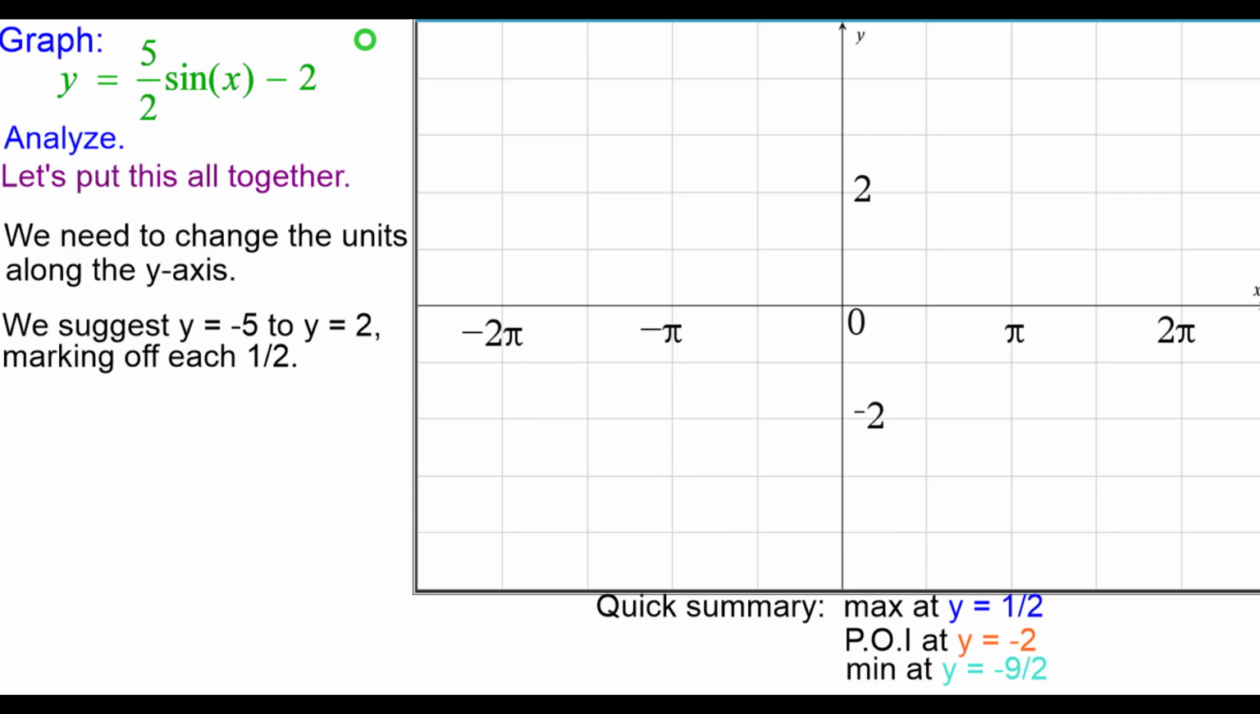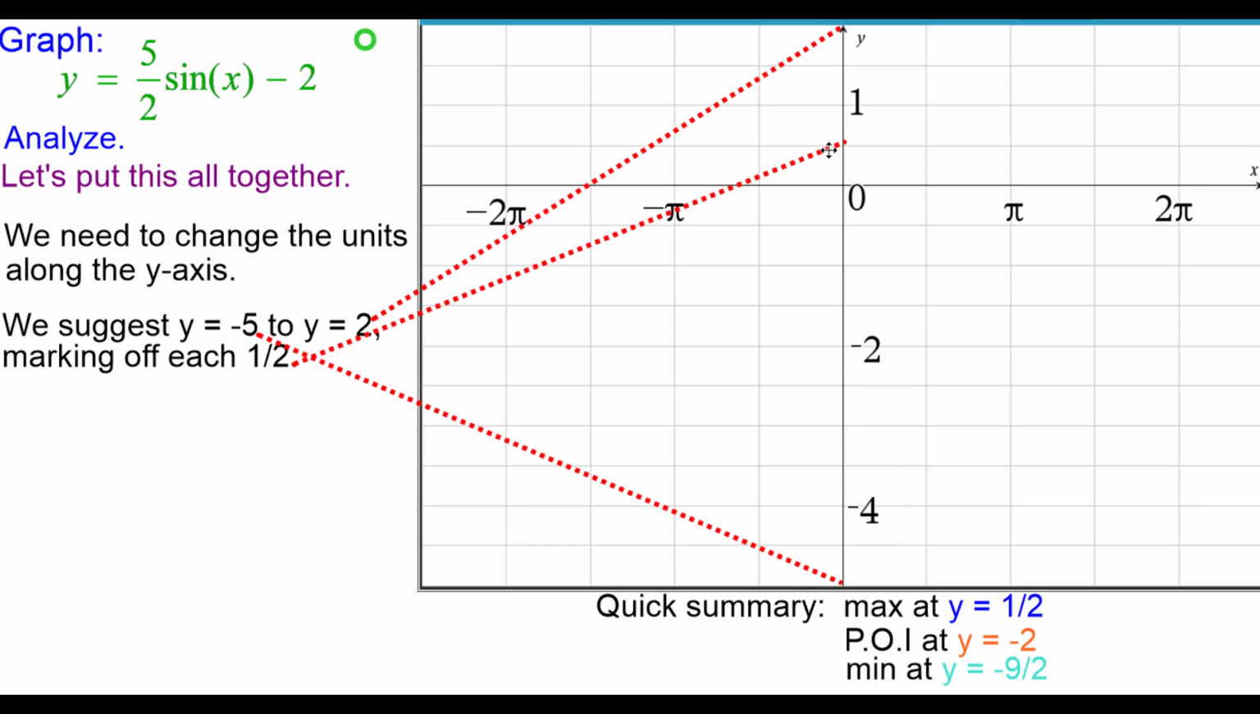So we suggest y starting at -5 going up to positive 2 and marking off each half unit. Pause as needed. Resume when you're ready. And so this is what we chose this to look like.